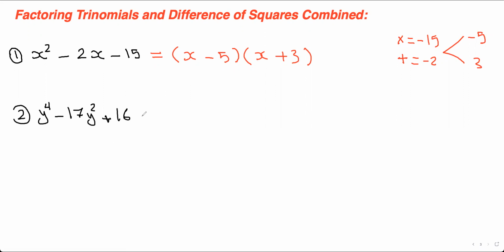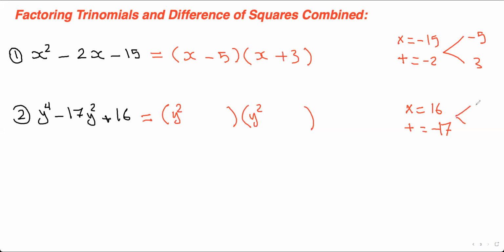So we're going to apply the same thing here at the beginning. So we have y to the 4. If it's y to the 4, then we're going to have a y squared here, at the beginning of each bracket, y squared, y squared. Now we're looking for two numbers that multiply to give me positive 16 and add to give me negative 17.